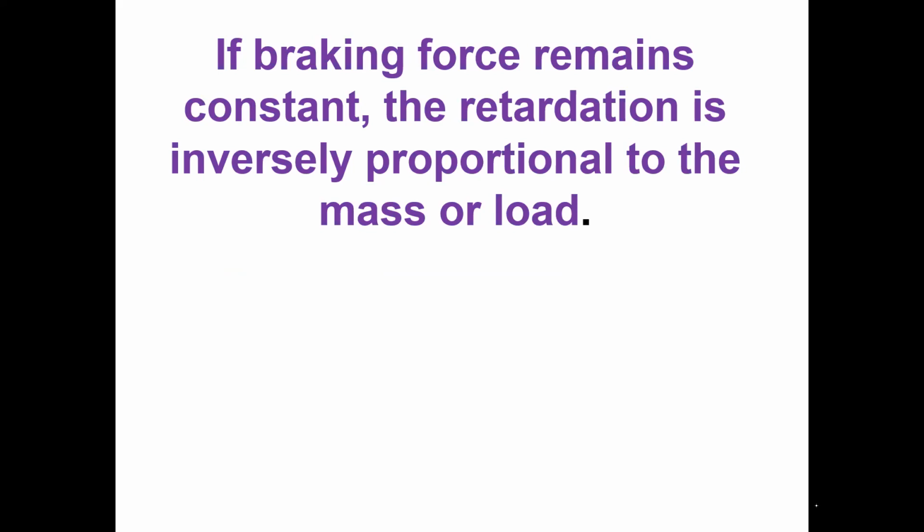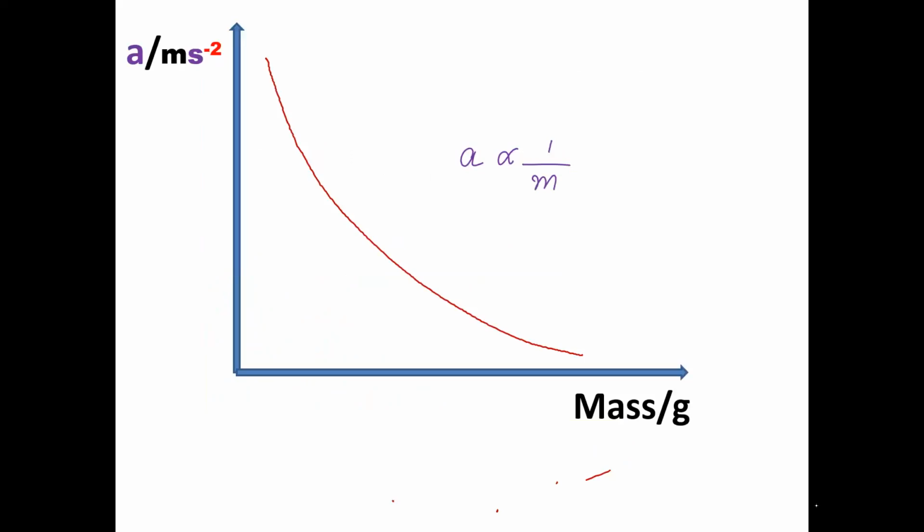If braking force remains constant, this is our next concept for today. If braking force is constant, acceleration and mass are inversely proportional. Look at this sketch. We discussed it at the start of this chapter also. This is called the feature of inertia. Heavy vehicles are difficult to stop, while lighter vehicles are easy to stop.